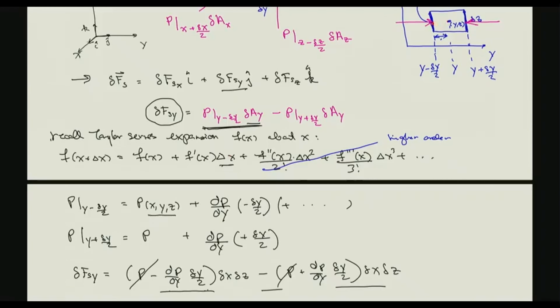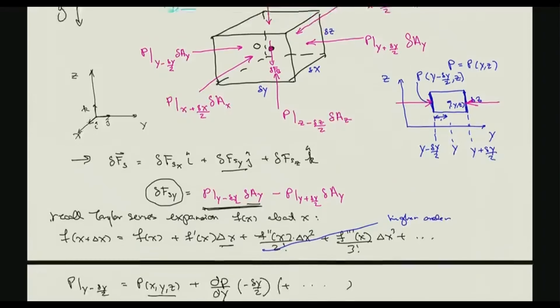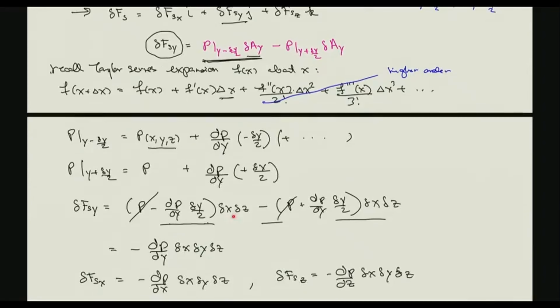the distance here, which is this distance, the delta y over 2, and we're going in the minus y direction. So we can evaluate each of these pressures using the Taylor series expansion. So we get P at y minus delta y over 2, P at y plus delta y over 2, and we could substitute it in here and here, to get the delta F sub S y. The area A y is delta x delta z, same for both terms.